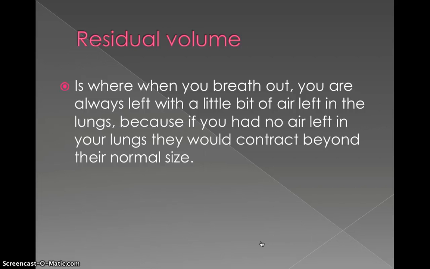Residual volume is the air that remains after you breathe out. You are always left with a little bit of air in the lungs, because if you had no air left in the lungs, they would collapse beyond their normal size, and it would be very hard for you to get the air back into the lungs so you can carry on breathing with the respiratory cycle.